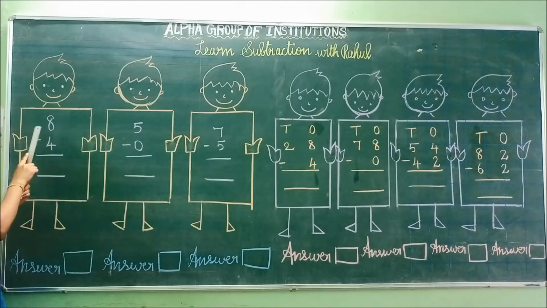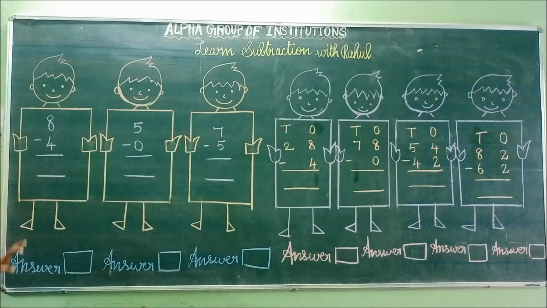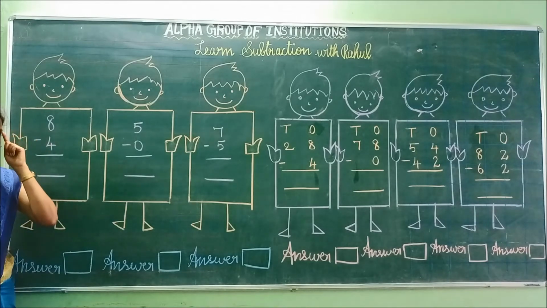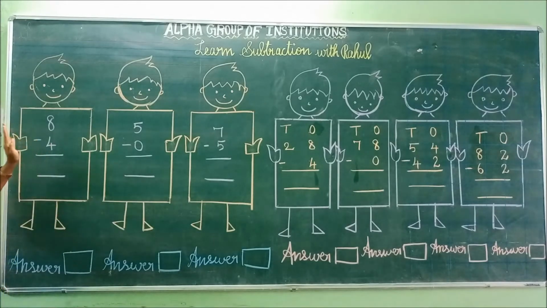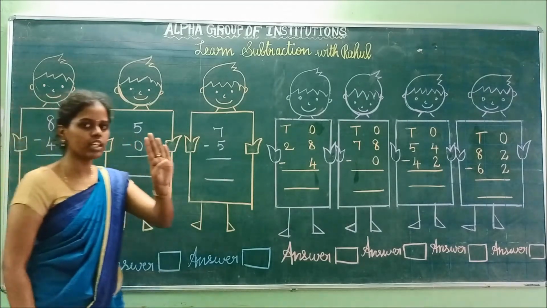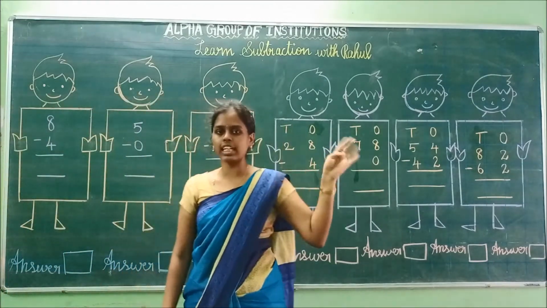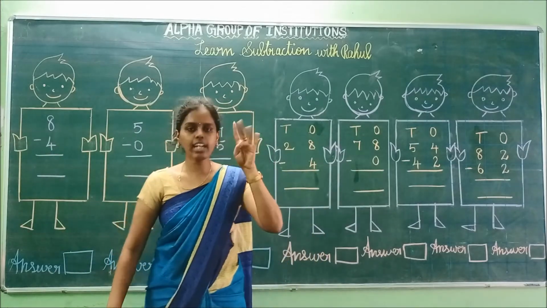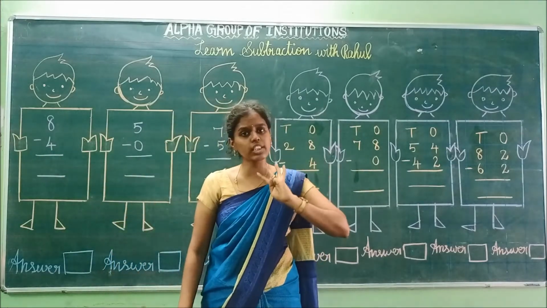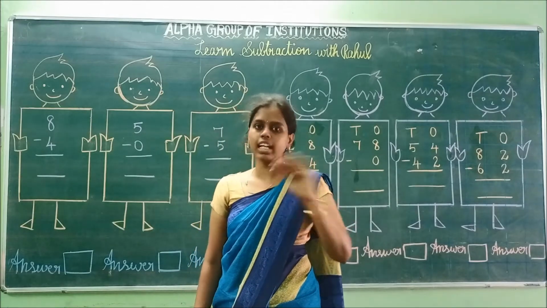So the bigger number will be at the top and the smaller number will be at the bottom. The subtraction sum will be like that only. So for addition, what will we do? We will take 8 in the mind. Same like that we are going to do now. We should take 8 in the mind and 4 in our fingers. What do we do for addition? After 8, 9, 10, 11, 12, like that we will do.